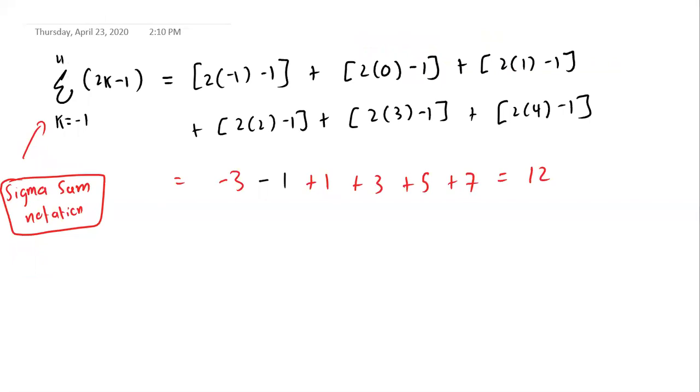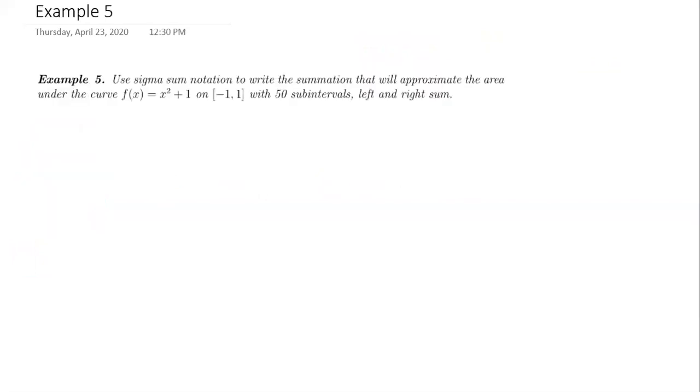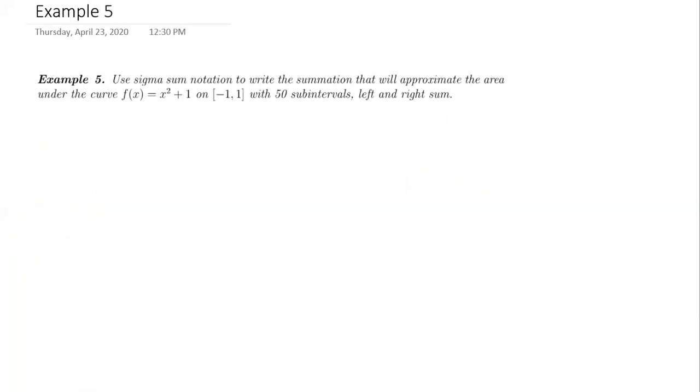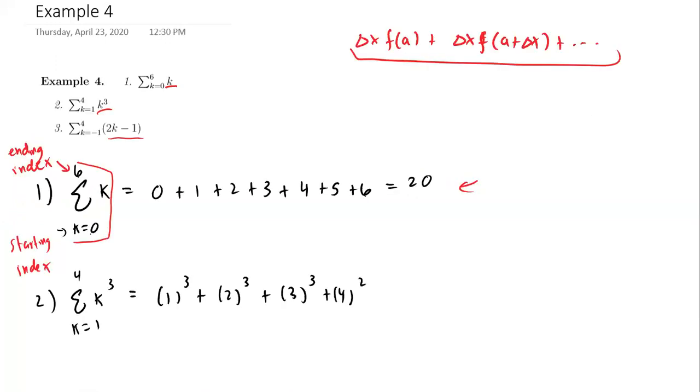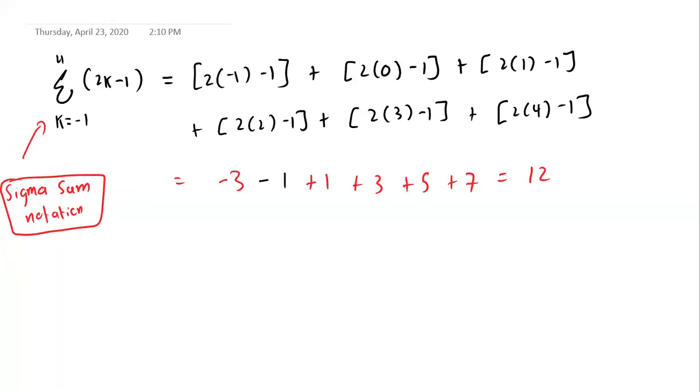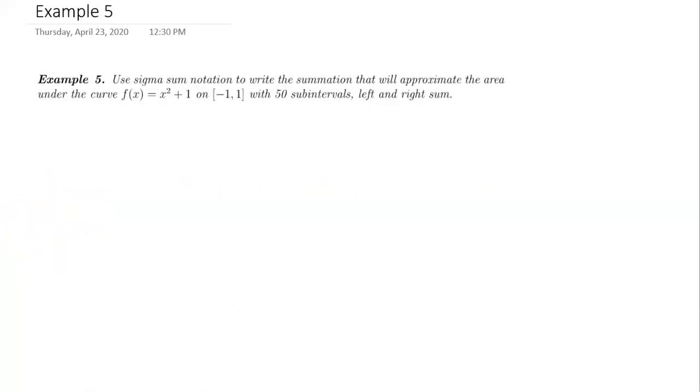Now, we want to use this for the purposes of calculating Riemann sums. Okay? As I mentioned, the more subintervals you use, the more accurate your approximation is going to be. Okay? So what do we want to do? We want to be able to use this sigma sum notation instead of writing this whole thing here that I was talking about, we can just write it like this with sigma sum notation. So how is that going to look like? Let's see an example.